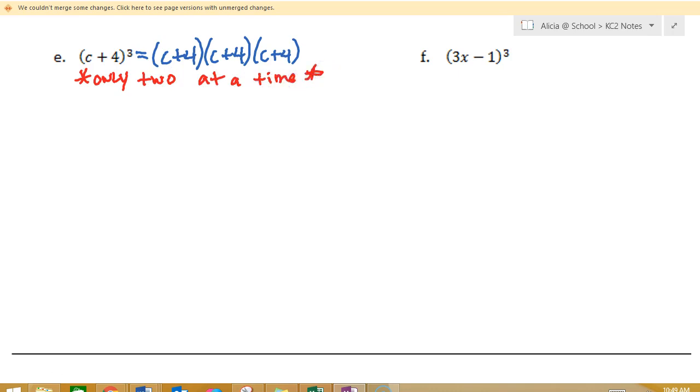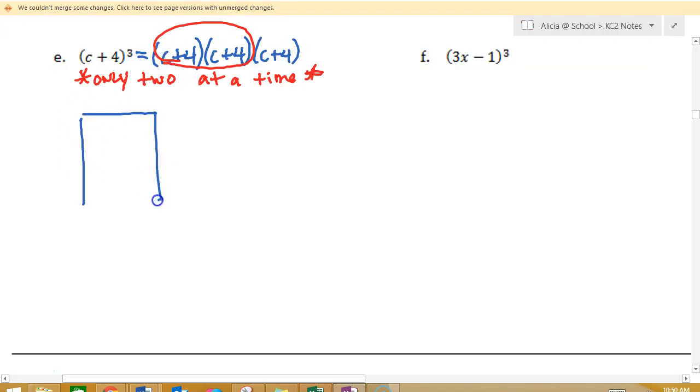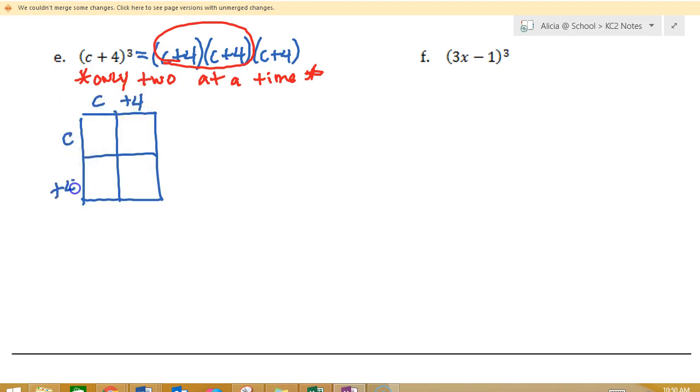So I'm only going to be looking at these first 2. Alright, so I'm going to bring that down and say, well, I'm going to have a binomial times a binomial. So c plus 4 and c plus 4. I'm going to multiply all of these out. So c times c, c squared. 4 times c, positive 4c. 4 times c, positive 4c. 4 times 4, positive 16.